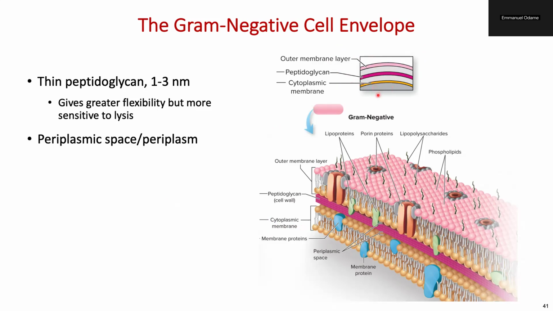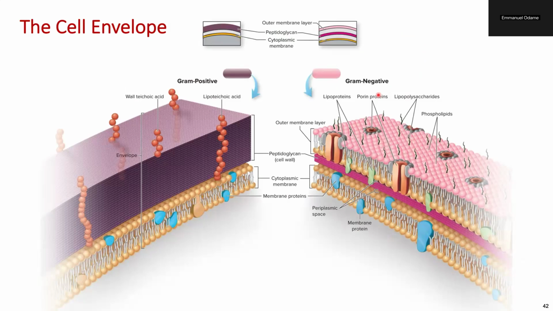So now let's do a comparison of the gram-positive and the gram-negative cell envelope. As you can see, the gram-negative has the outer layer present here, and both of them have a peptidoglycan, or basically a cell wall, present between them. Gram-positive has a very thick cell wall, gram-negative has a very thin cell wall, and both of them have a cell membrane.